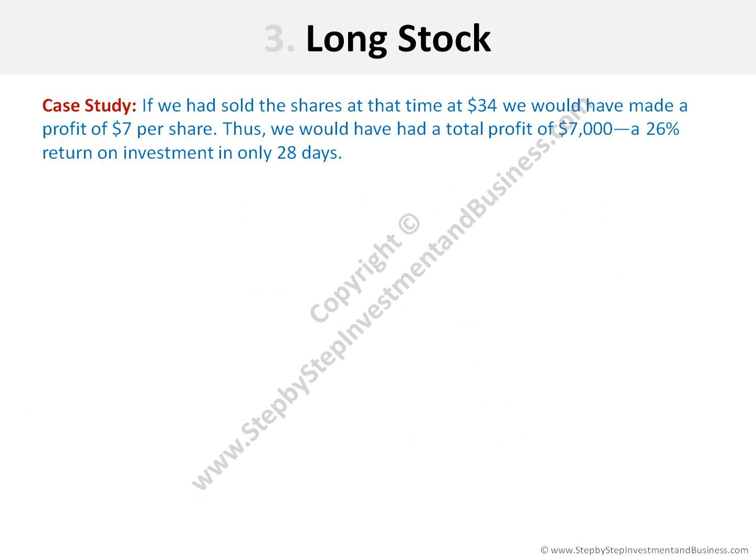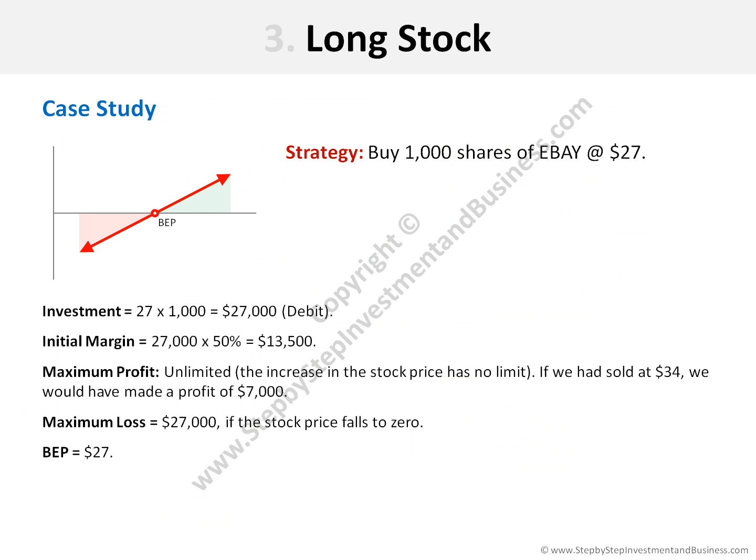If we had sold the shares at that time at $34, we would have made a profit of $7 per share because we had bought at $27. Thus, we would have had a total profit of $7,000, making a 26% return on investment in only 28 days. Here, we can see the numbers of our example.